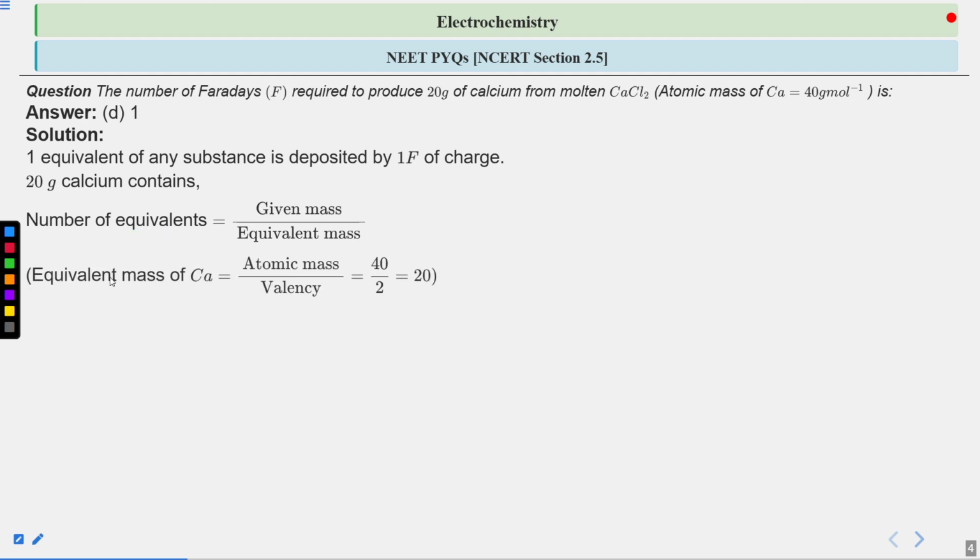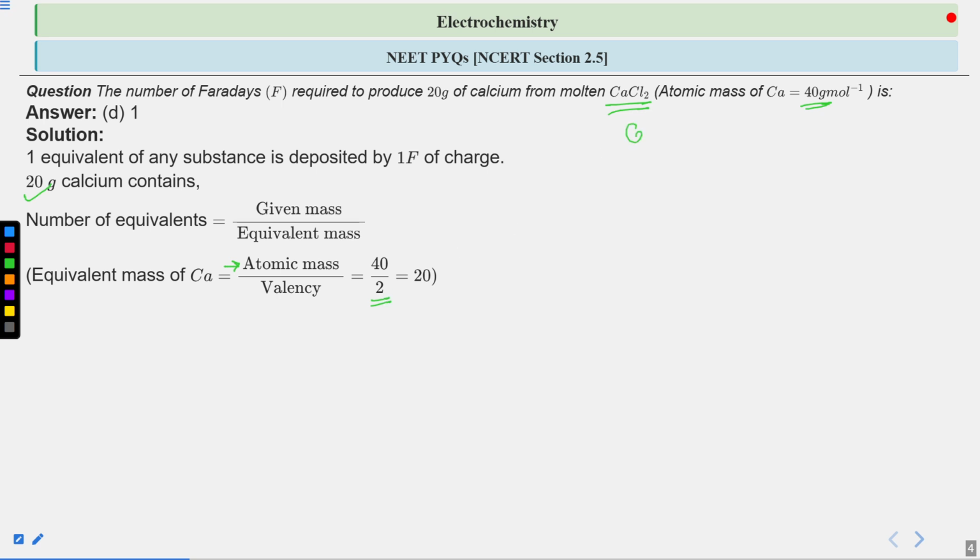Now, the given mass is 20 gram and the equivalent mass of calcium will be atomic mass divided by the valency, or the electrons that it can donate or gain in the process of getting calcium from the molten calcium chloride. That is valency, right? So the equivalent mass of calcium will be atomic mass, which is already provided in the question as 40 grams per mole, divided by the valency. Valency is given as 2.